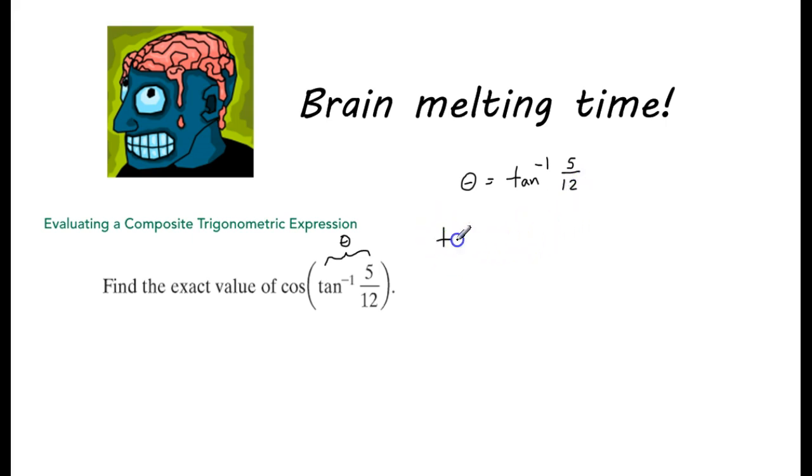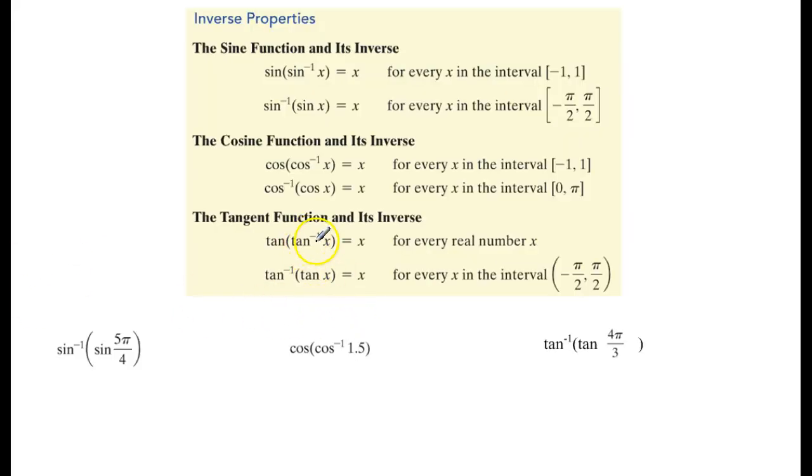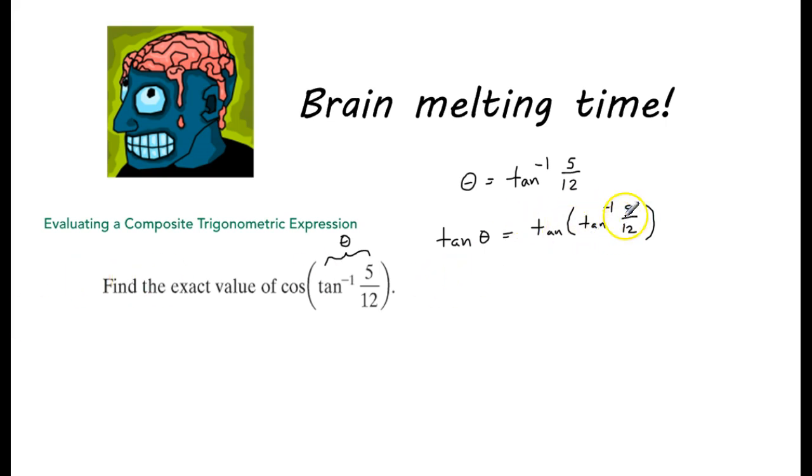Well, remember this property, the tangent of the arctangent, as long as the number that's going into the arctangent is a real number, then we just get right back to x. So this is a real number, so the tangent of the arctangent of 5/12 is just 5/12. So the tangent of theta is equal to 5/12.